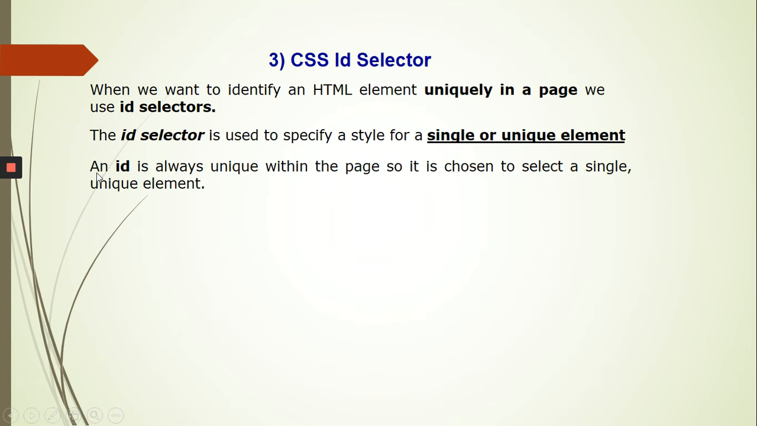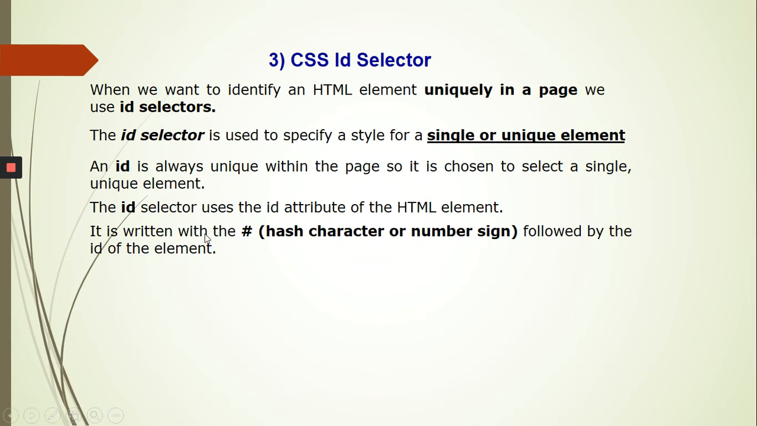ID is always unique. ID stands for identification, which is always unique within the page, so it is chosen to select a single unique element. The ID selector uses the ID attribute, just like the class selector uses the class attribute. As I said before, it is written with a hash, which in programming is actually called the number sign, followed by the ID of an element.